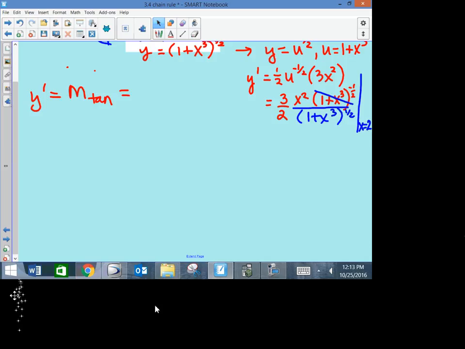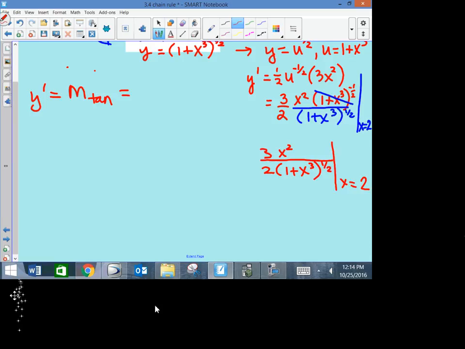All right, we got 3, we got 2, 1 plus x cubed to the 1/2, and we got x squared, and we're putting in 2. So 3 times 4 on top, 2 times 9 to the 1/2, 12 on top. What's 9 to the 1/2 again? Square root of 9, which is 3. 12 over 6 is 2. That's my slope.